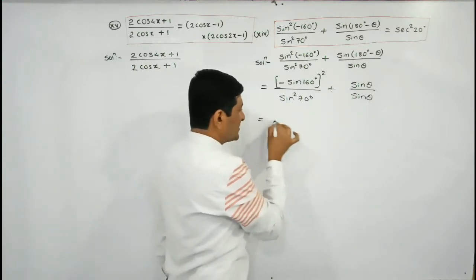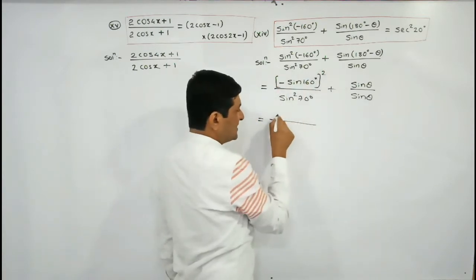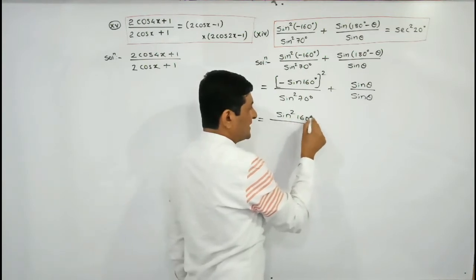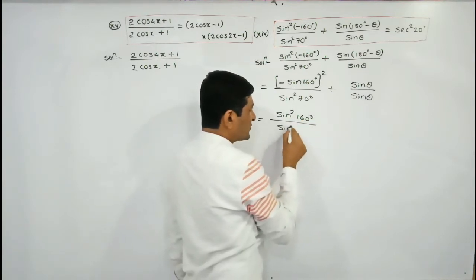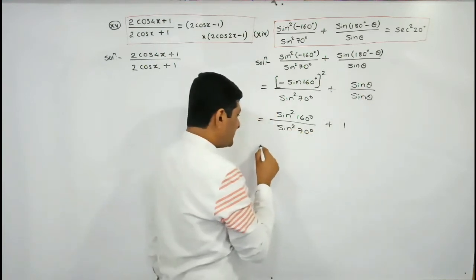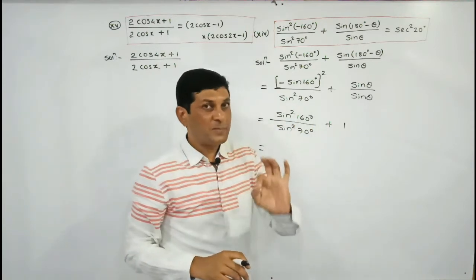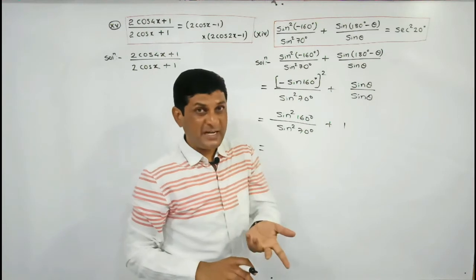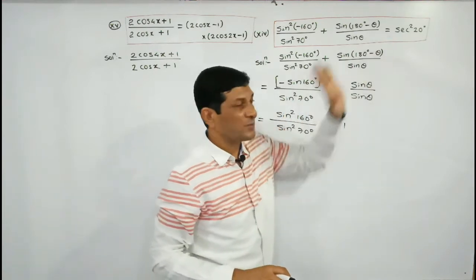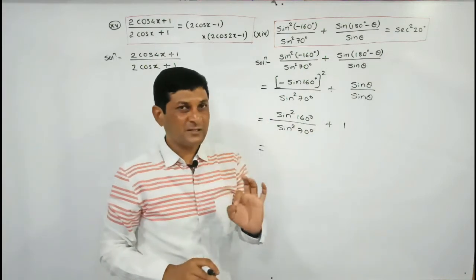So this is equal to, here the square of a negative term is positive, and the square of sine 160 degrees will be sine square 160 degrees, and in the denominator sine square 70 degrees, keep it as it is. Here the division of these two terms is 1. Now if we are able to convert this whole term in terms of tan square 20 degrees, what is the value of 1 plus tan square theta? It will be equal to sec square theta, which means we are able to get our required result.